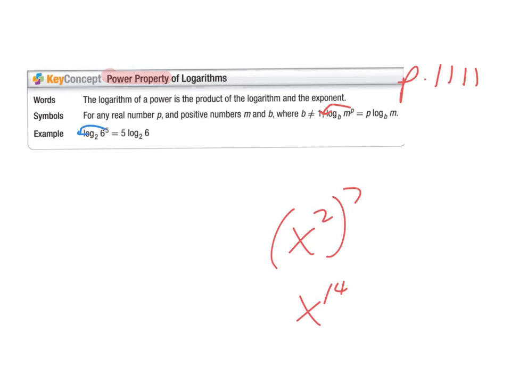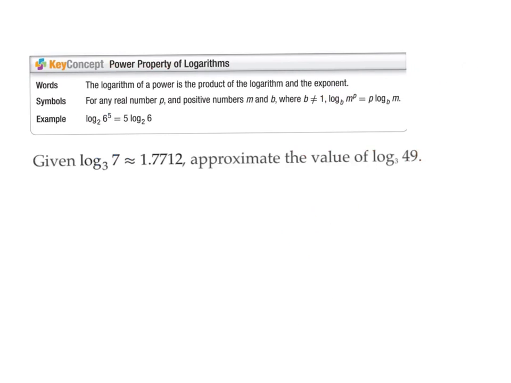Now, we're going to work through some problems where they're going to give us certain log values, and we're going to try to use the properties to help us find a new log value. For example, here's one that they give us log base 3 of 7. It's approximately 1.7712. I have to somehow use this to come up with this. So since the only property we currently know is the power property, what I want you to think is, is there a way that I could write 49 as 7 to some power? How could I rewrite 49 as 7 to some power?